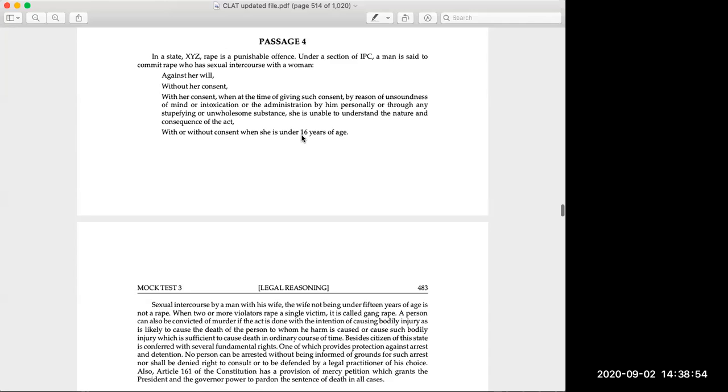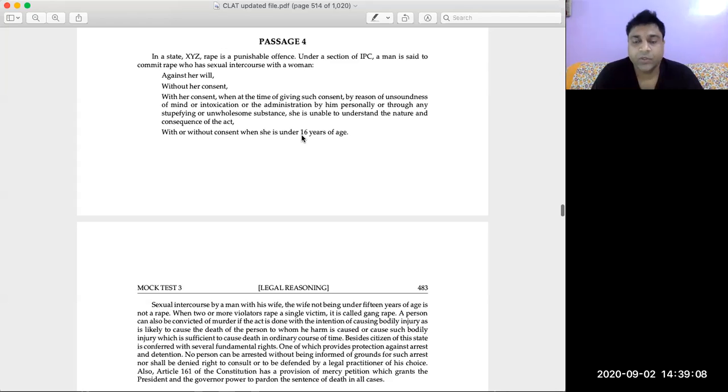So yeah, and lastly, he talks about Article 161 of the Constitution as a provision of mercy petition, which grants the President and the Governor power to pardon the sentence of death in all cases. Yes, sir. Right. Okay, good. Well done, Hijab.